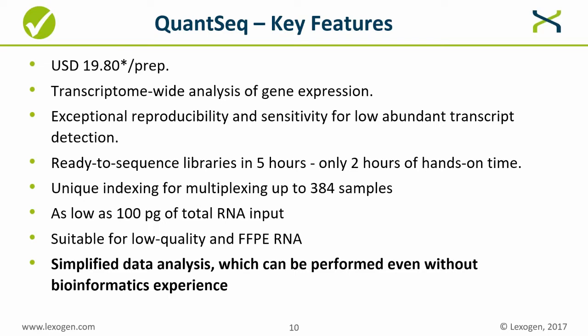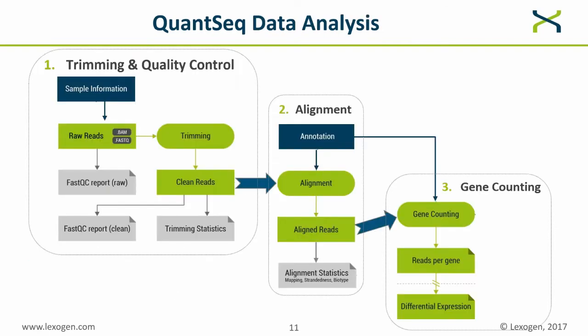So now let's move on to the QuantSeq data analysis pipeline. For any RNA-Seq data analysis workflow, there are essentially 3 main steps. The first step after receiving the raw reads in the form of a FASTQ file is to perform trimming and quality control. The second step is aligning those trimmed reads to a reference genome, and the third step takes the aligned reads and processes them for gene counting to extract gene expression levels.